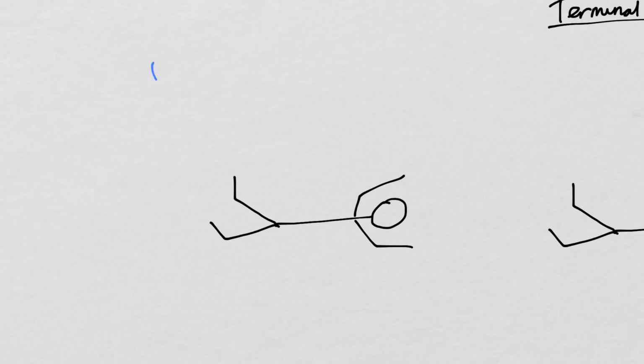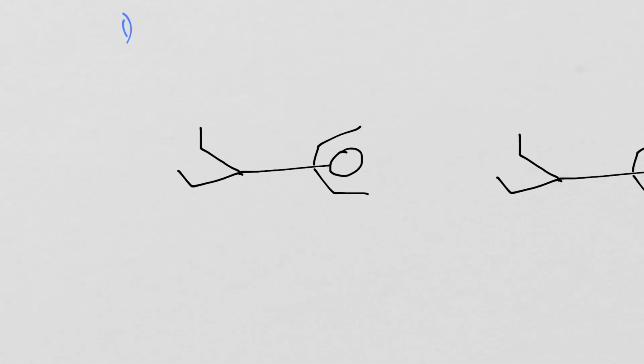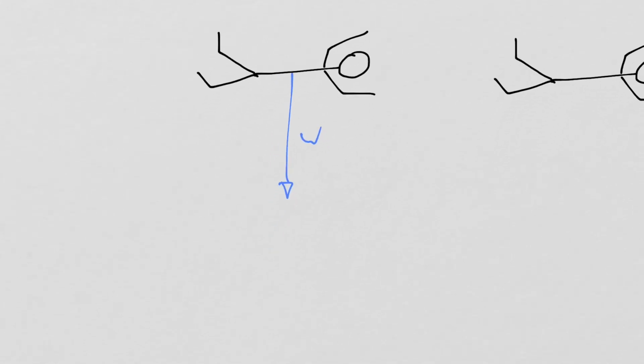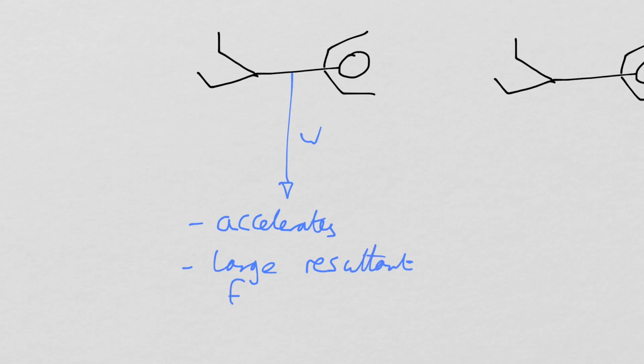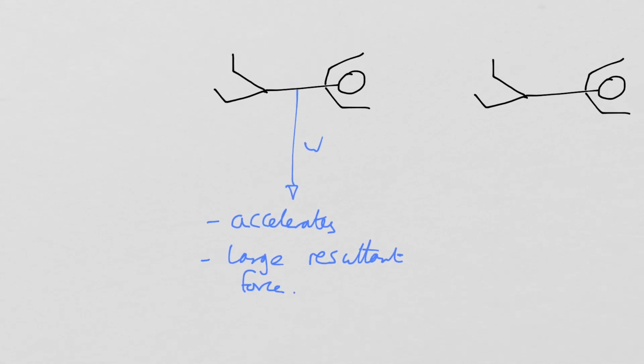We know that the skydiver is going to experience a large force of weight right here. Because the skydiver is experiencing a large force of weight, he will accelerate. Okay, so firstly, he jumps out of the plane. Initially, he starts accelerating, and he accelerates because there is a large resultant force downwards.